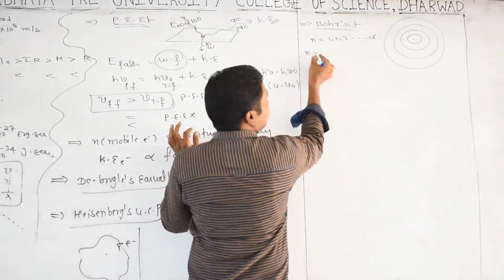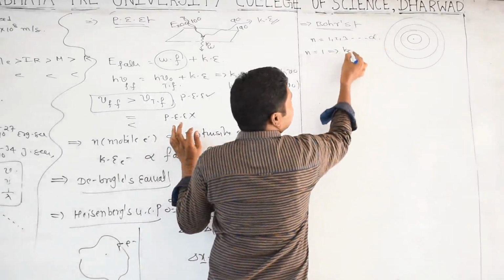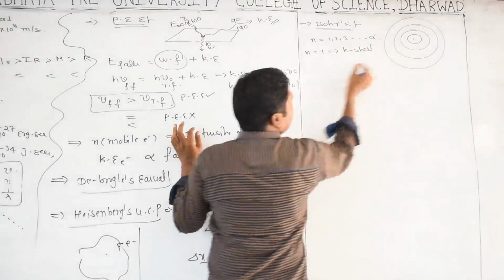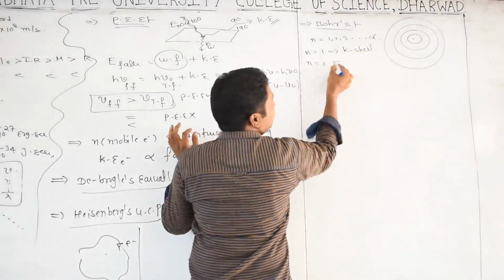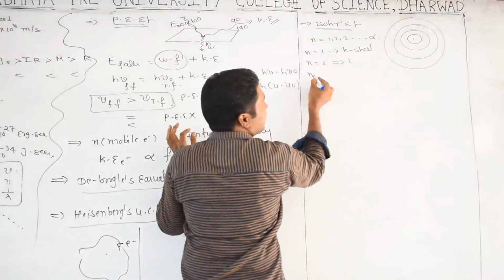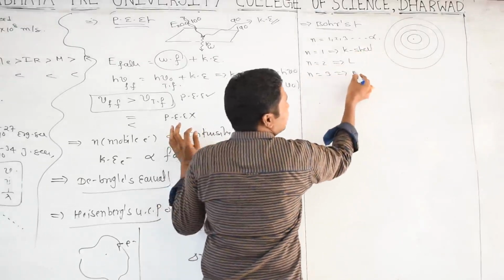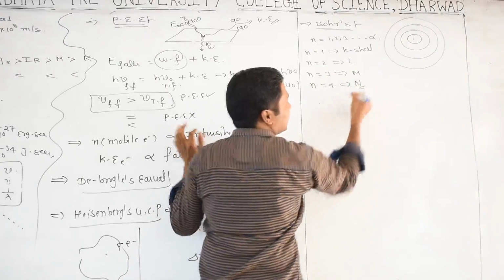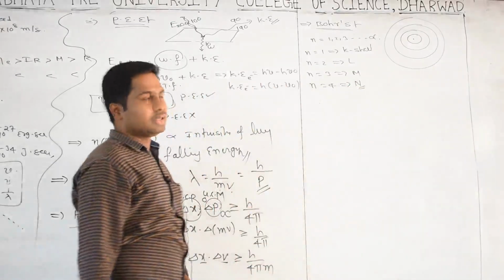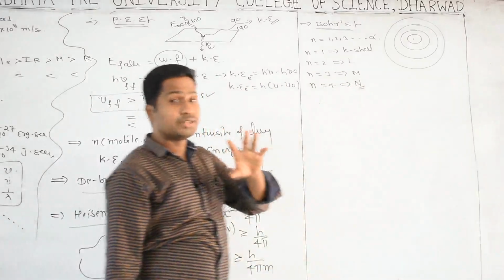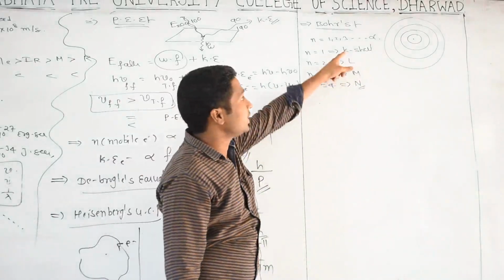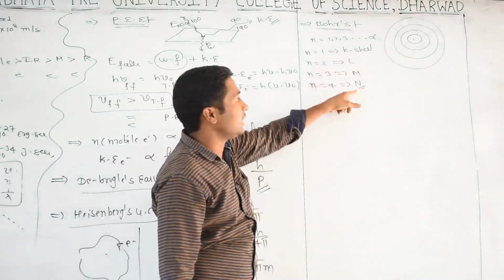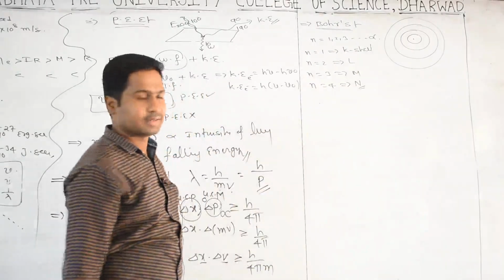If n is equal to 1, the shell is called the K shell. If n is equal to 2, it is called the L shell. N is equal to 3, it is called the M shell. N is equal to 4, it is called the capital N shell. This is an important thing, you have to observe very carefully. Sometimes the question doesn't mention which orbit; it may mention K shell, L shell, M shell, like that. You have to understand the things.